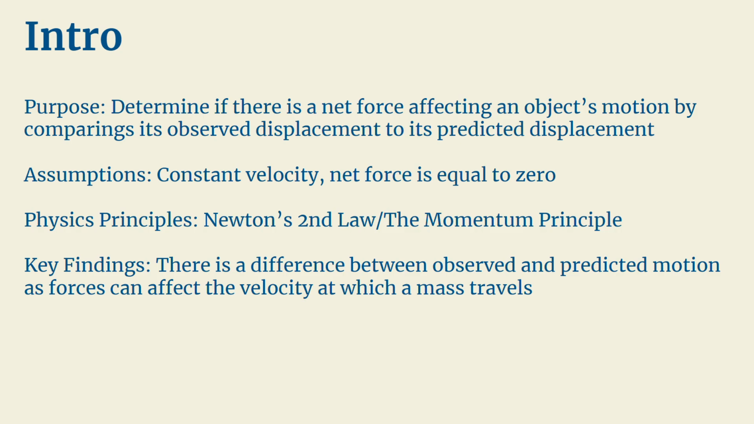The purpose of this lab was to compare the predicted and observed motion of an object to examine the difference in motion when velocity is constant and when there is a net force. For this lab, we assumed that velocity was constant, which means the net force is equal to 0 as there is no acceleration or deceleration.